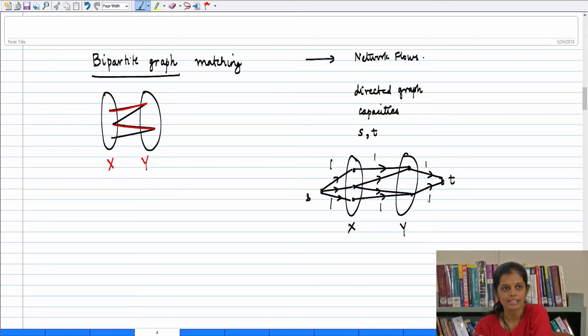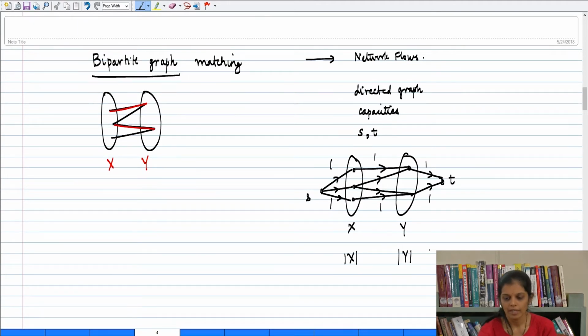So let us first ask, what can be the value of the max flow in such a network? In this network maybe you can even tell what the value of the max flow is, but I will make it slightly more general. You have a bipartite graph with cardinality of x number of vertices and cardinality of y number of vertices. Can you say that the max flow value in such a network that you have constructed is at most this number?